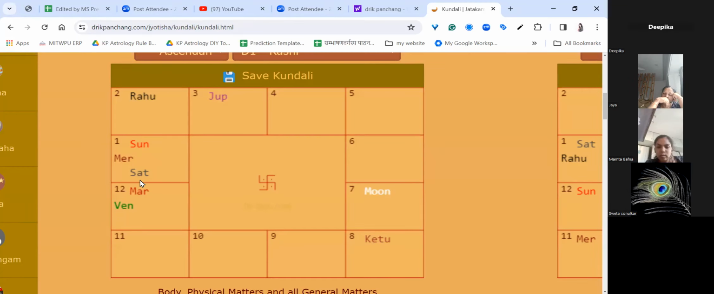So by looking at this, you can understand that Saturn is right in the beginning of the Aquarius zodiac. Mercury is in the center of Aquarius zodiac. Sun is at the near end of the Aquarius zodiac. Is that clear? Yes.